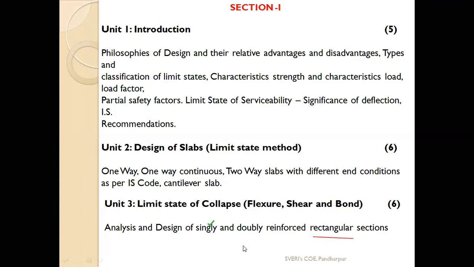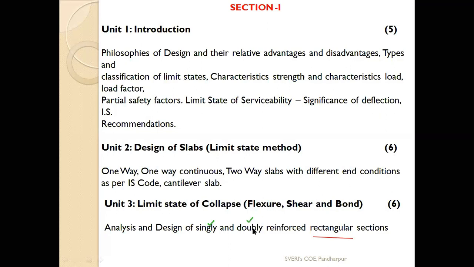So singly reinforced sections mean what? The bottom bars which we are going to place in the beam. For those bottom bars, we calculate the bending moment at the bottom of the beam, and based on that bending moment, we provide the steel bars. We are not going to design for the topmost bar; we design only for the bottom bar. These types of sections are called singly reinforced sections.